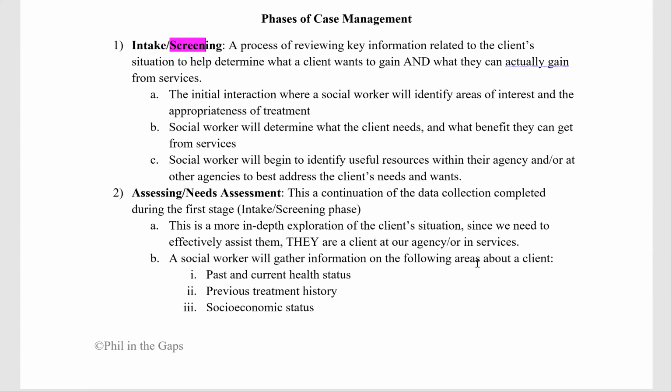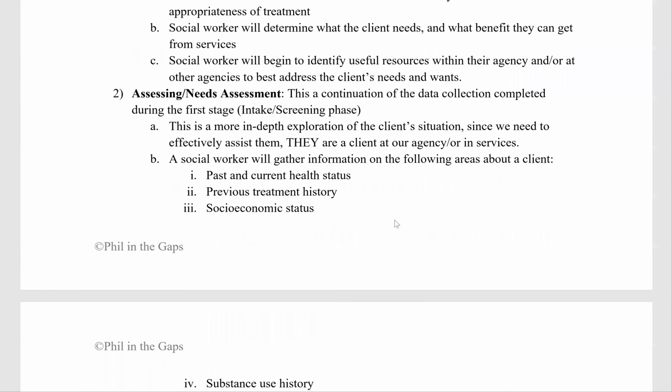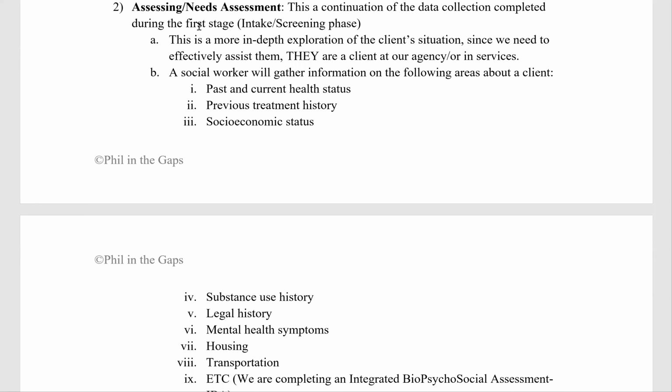Once they pass that and we're like, yep, we can let you in the house, we're then going to do assessing, or conducting a needs assessment. Key emphasis on assessment. Why? Because this is where we are going to be assessing someone by completing a thorough integrated biopsychosocial assessment in order to continue to see what particularly the client is bringing in. Stated in a different way, this is a continuation of the data collection completed during the first stage, aka the intake and/or screening phase.